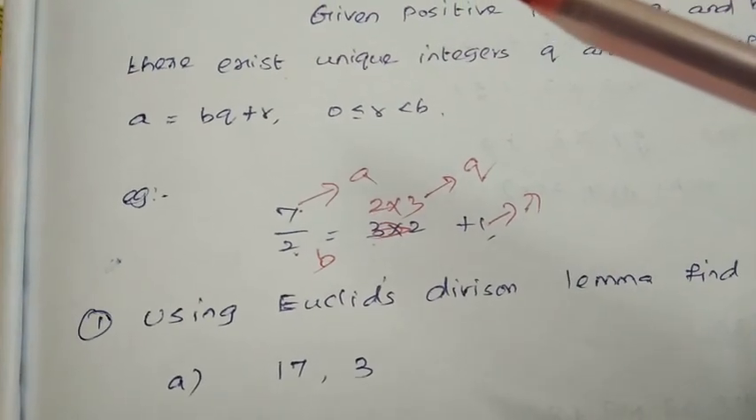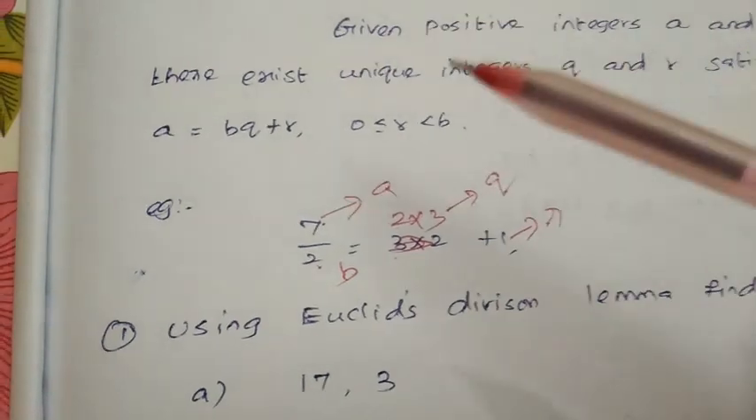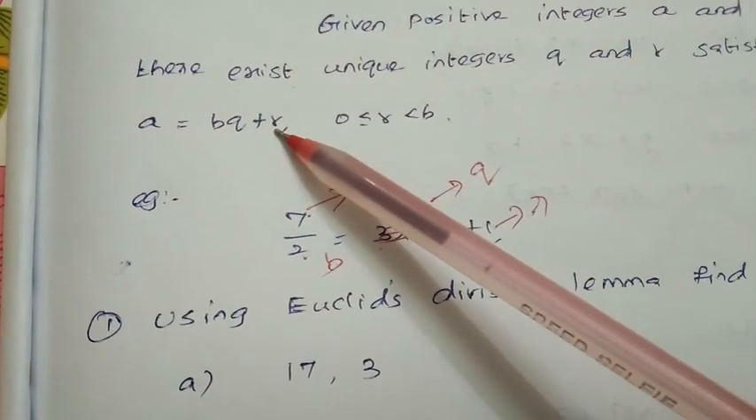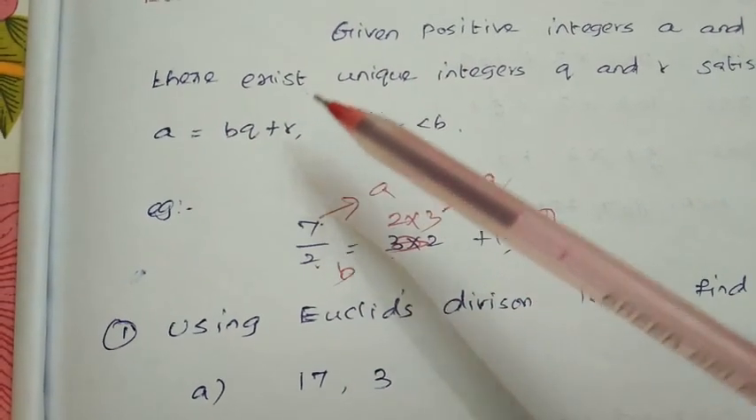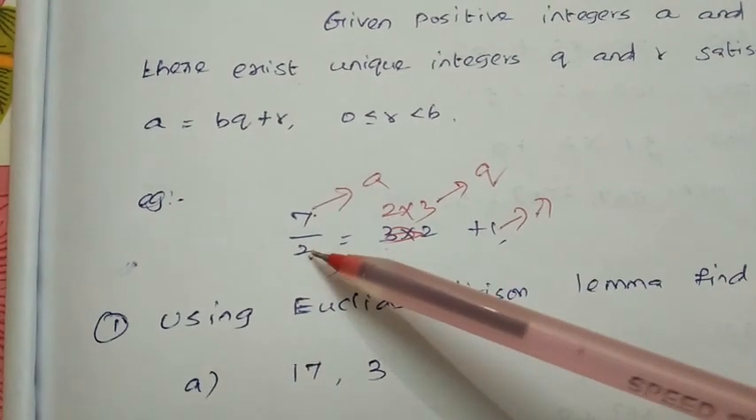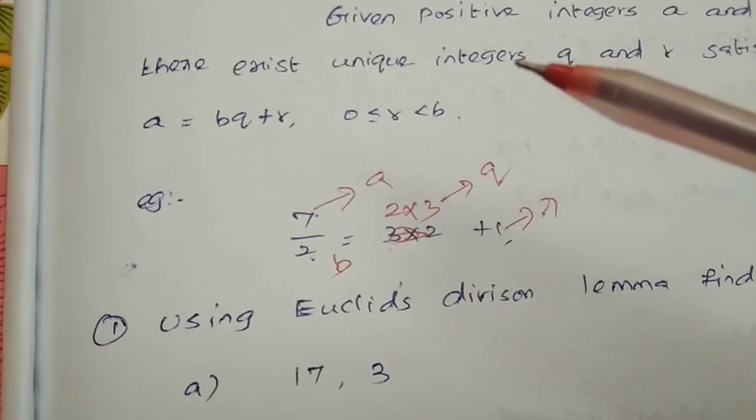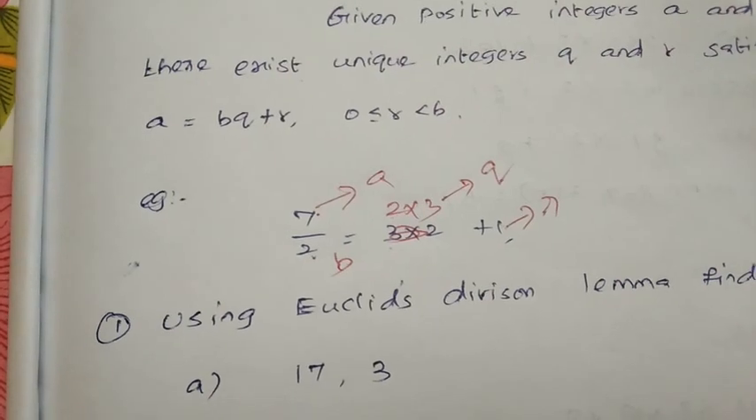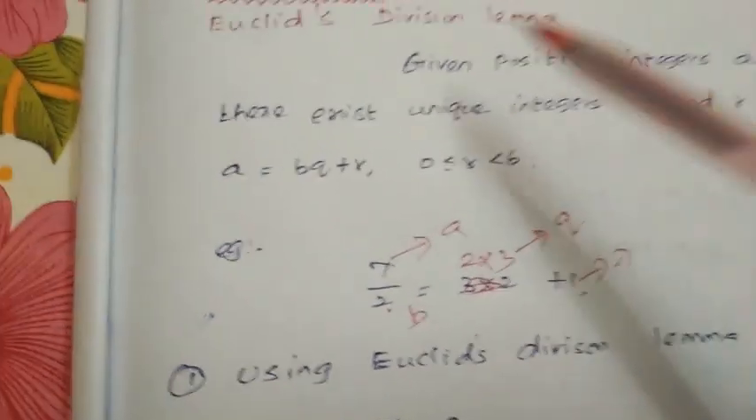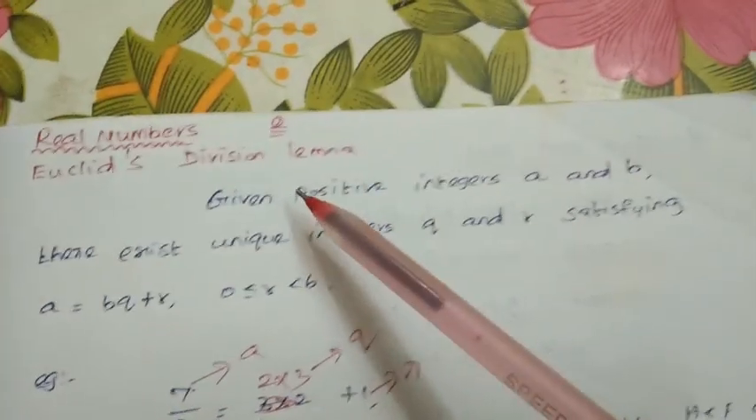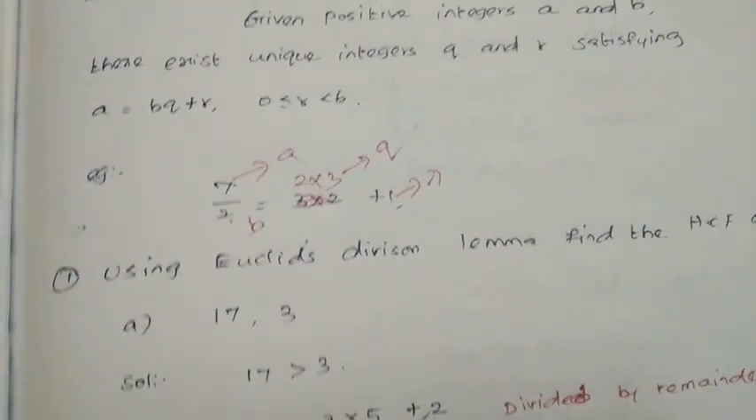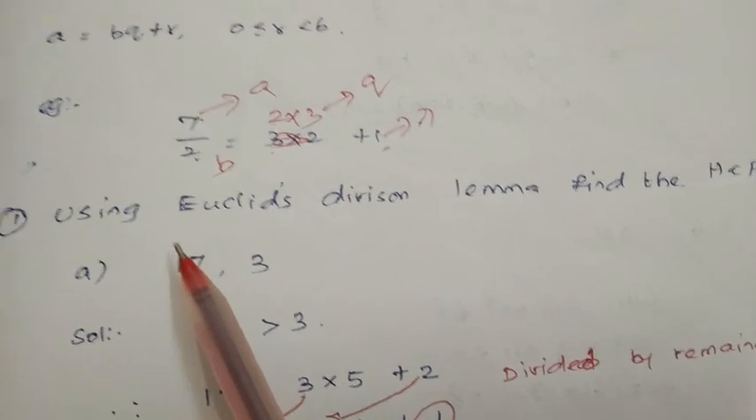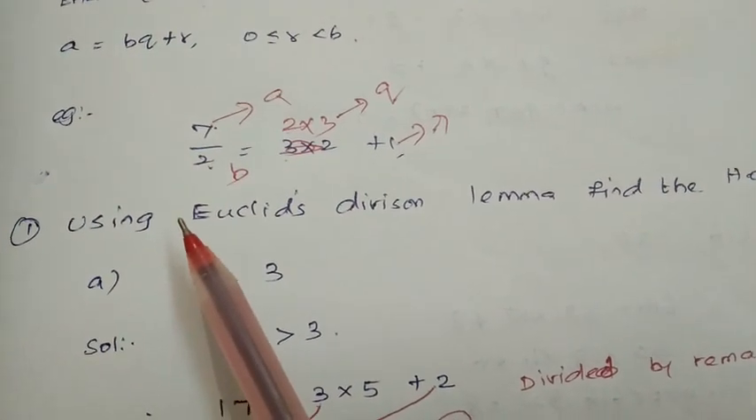Suppose 550 is the divisor. The remainder is less than 550, from 0 up to 549, any number. So this is Euclid's division lemma. By this you are going to solve some problems. Simple problems first I am going to introduce here. After that you can solve your book problems.